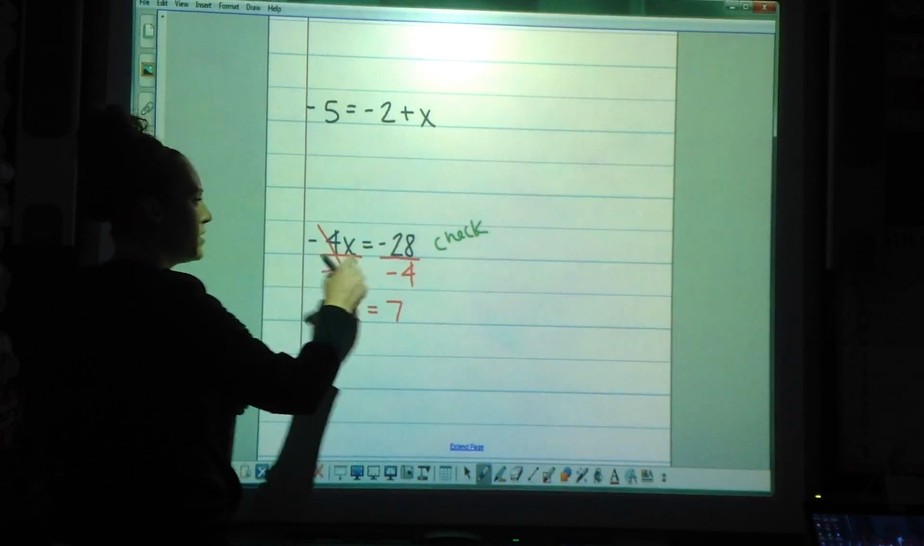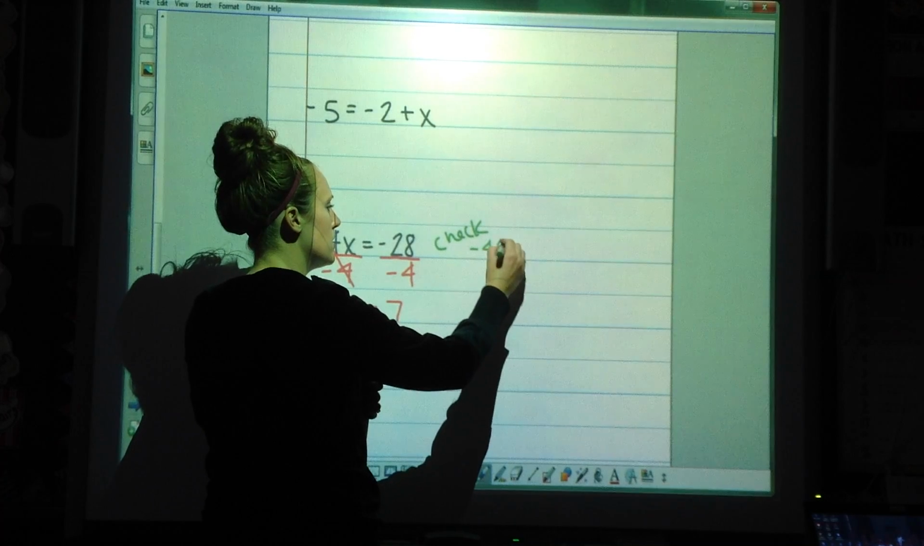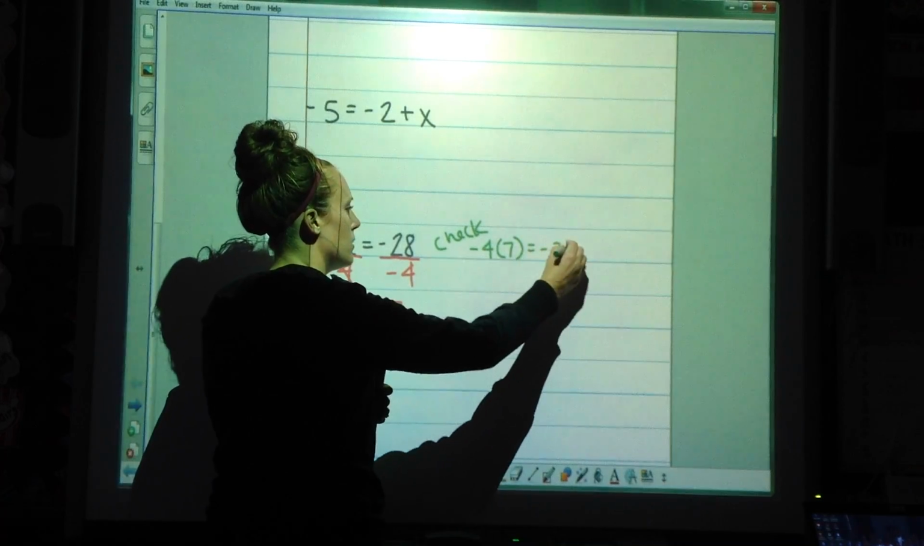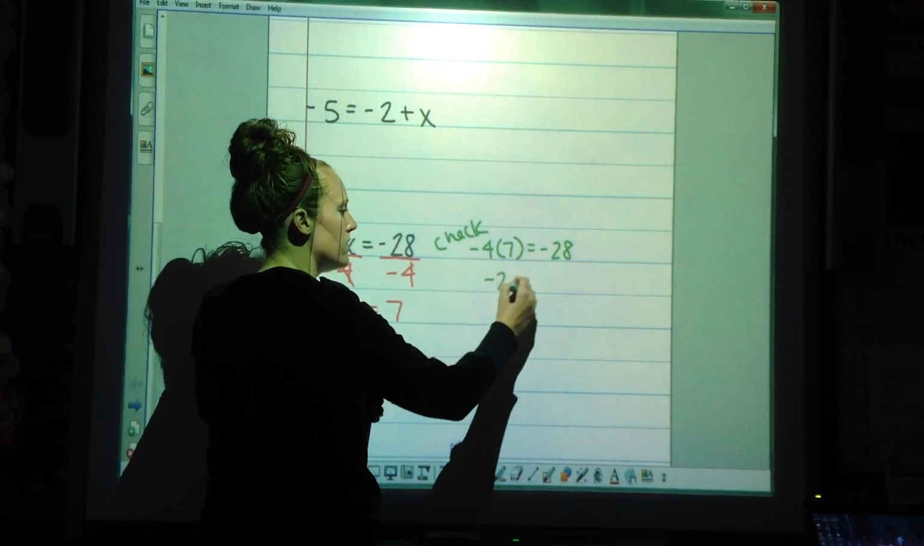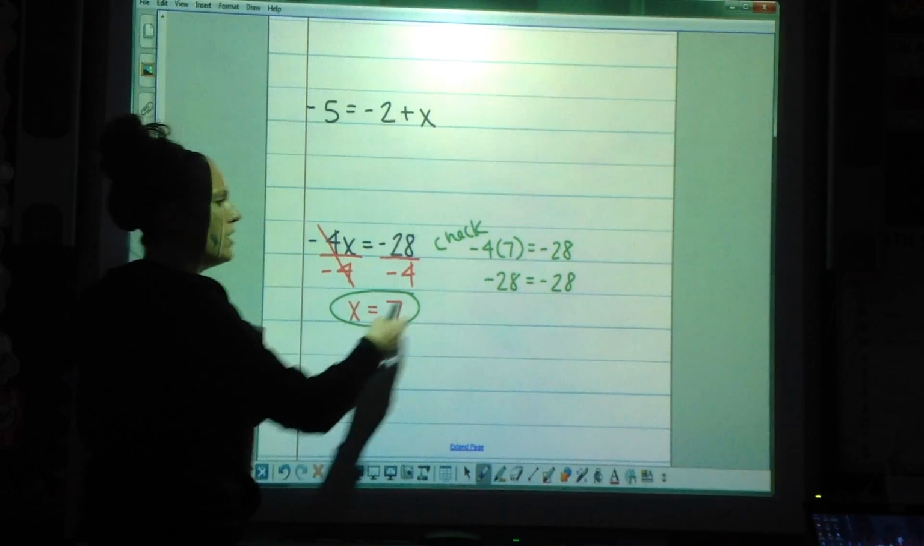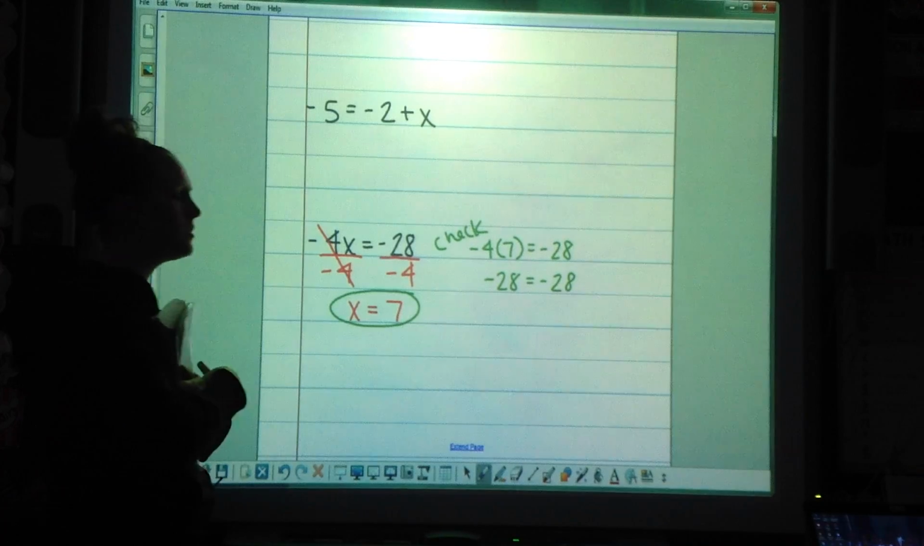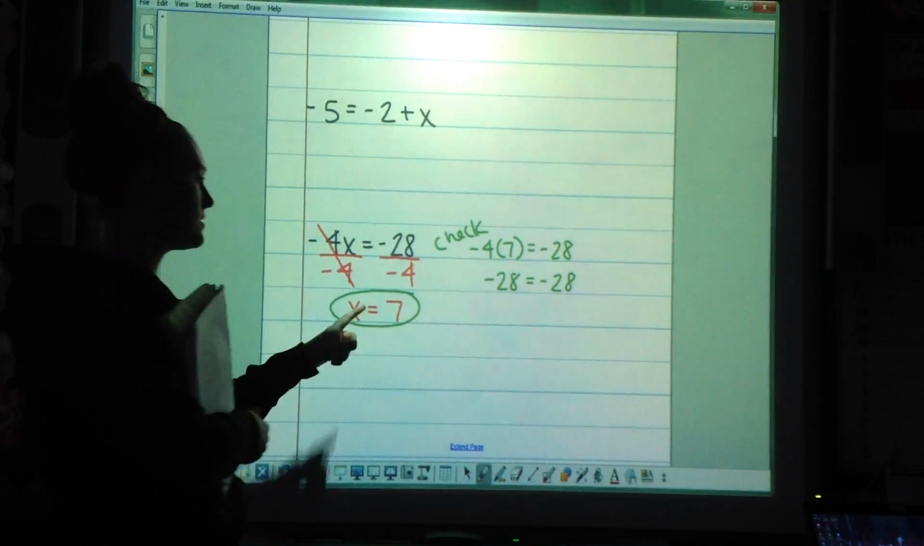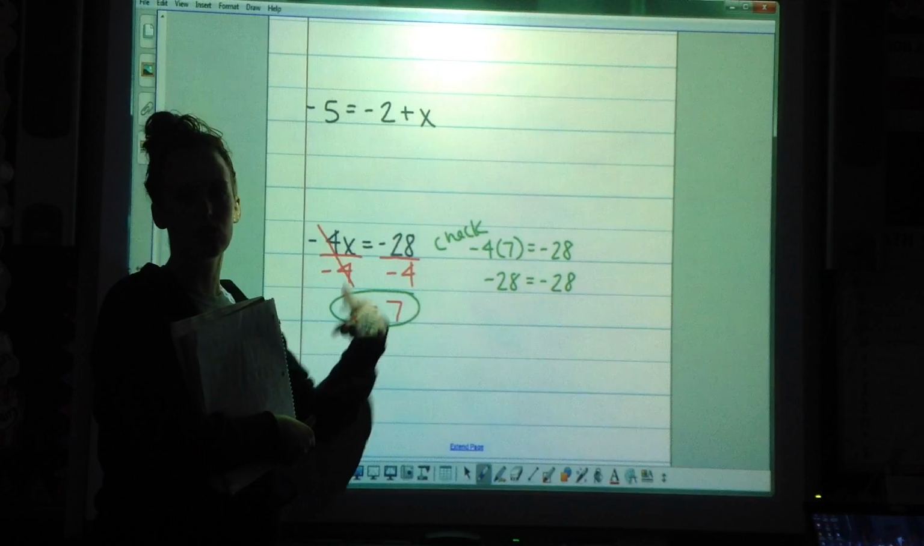Plugging in 7 in place of the x. Solving that left side, if it's equal to the right side, that means you solved correctly. If this side is not equal to the other side, that means that this answer was incorrect and I need to resolve.